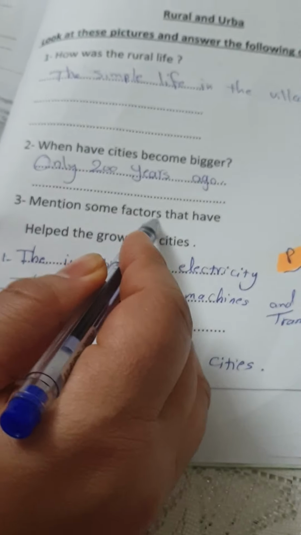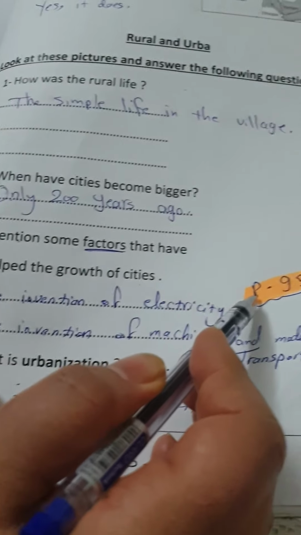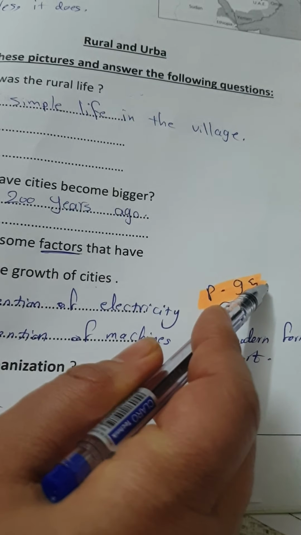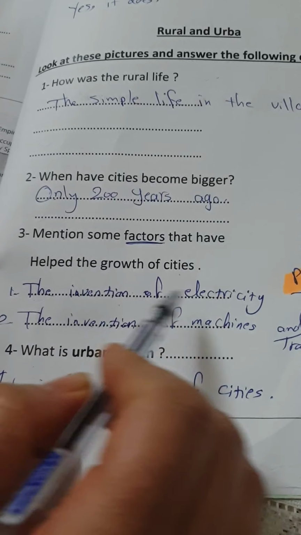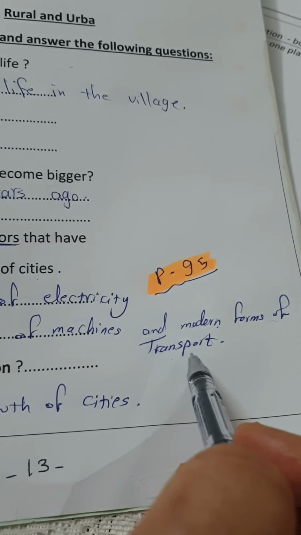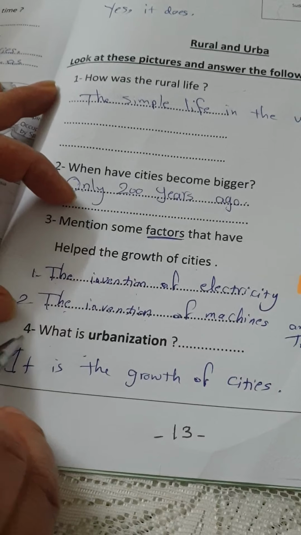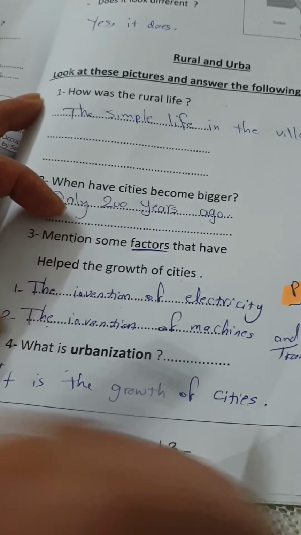When cities become bigger, cities started to grow more only 200 years ago. Mention some factors or reasons that have helped the growth of cities. You have all the reasons and the factors mentioned on page 95 in your student books, but I just wrote 3 of them. The invention of electricity, the invention of machines, and modern forms of transportation like cars, trucks, and aeroplanes. 4. What is urbanization? We said that urbanization is the growth of cities.